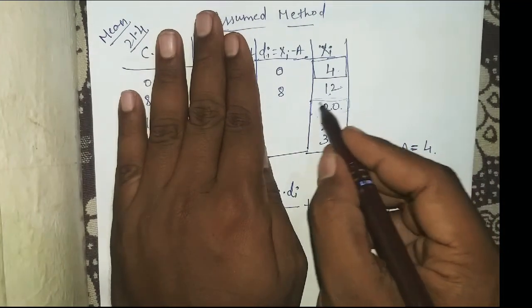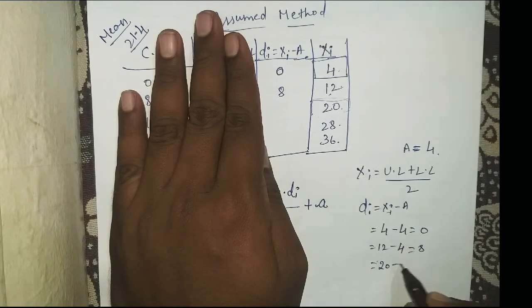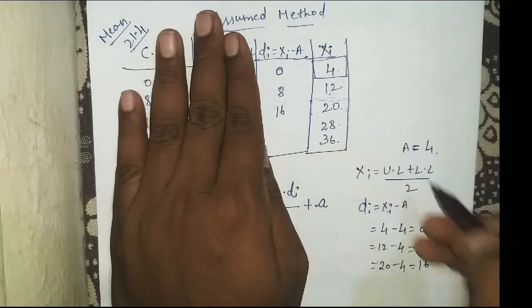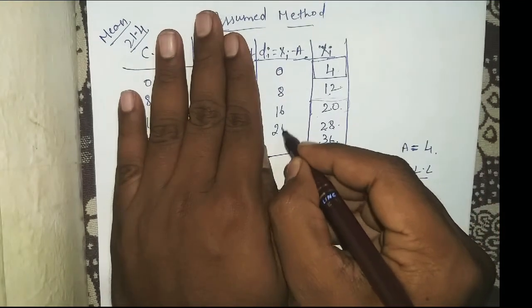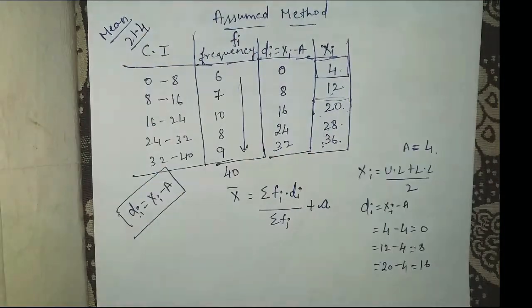So next value. What is the next value xi? 20. So 20 minus what is the a value? 4. So 16. So next, 28 minus 4, write directly 24. 36 minus 4, 32. Any doubts, students?